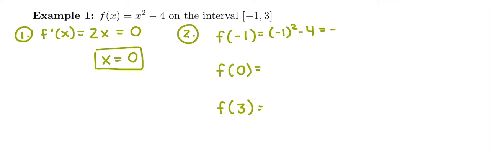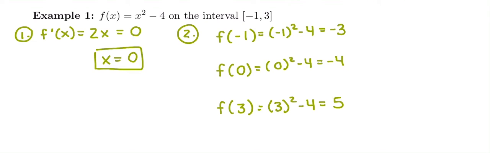And that is going to give us 1 minus 4 is -3. If we plug in 0 squared minus 4 into the original, that y value is -4. And then plugging in 3 squared minus 4, I'm going to get 9 minus 4 is 5. So we want to compare the y value of the critical numbers that are on the interval of interest with the endpoints of that interval.